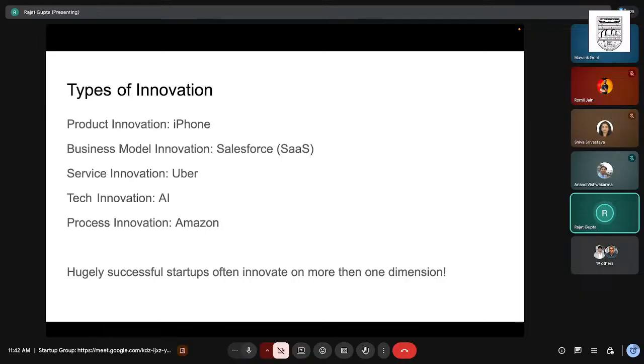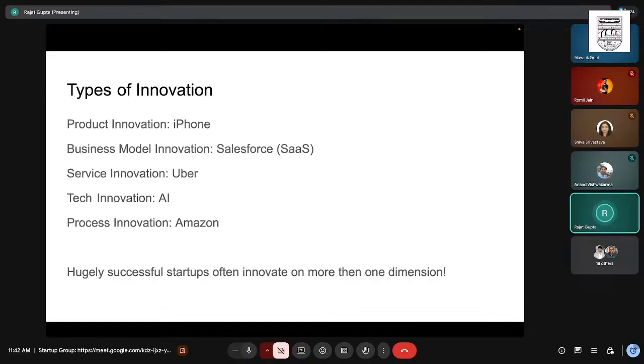Uber again, their basic innovation was service, right? They didn't really come up with new technology. They didn't really come up with a new business model. They were just like, we're just going to innovate around service. AI would be a great example of a fundamental tech innovation.